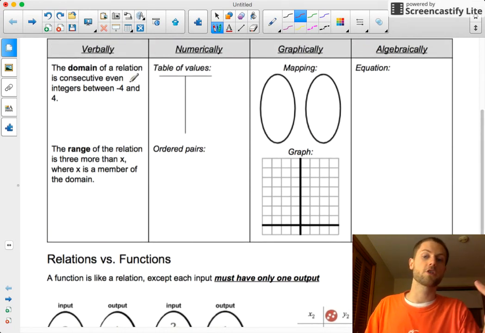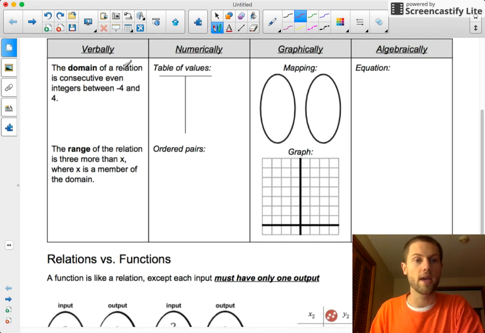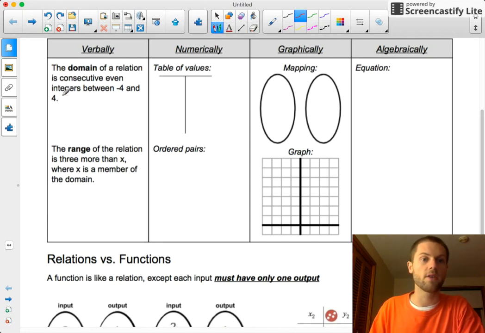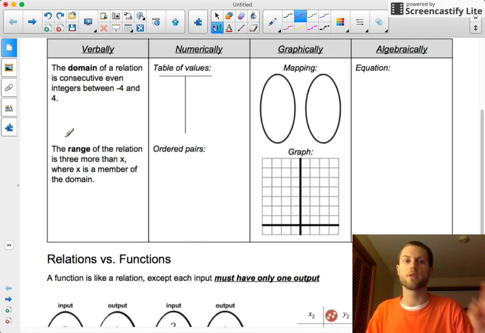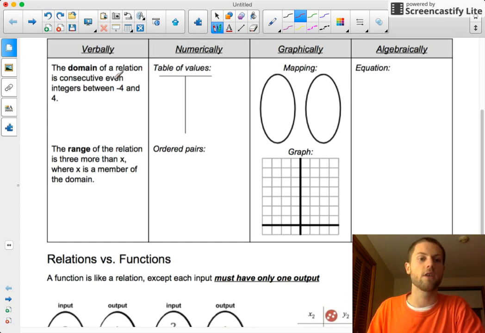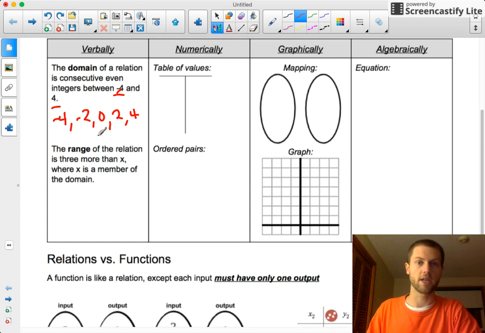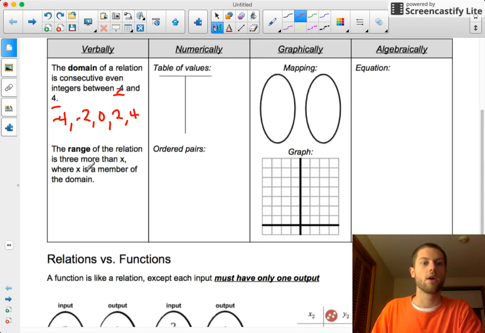We can talk about a relation verbally. So the domain of a relation is consecutive even integers between -4 and 4. So that means that all my inputs, all my x values in this relation are going to be consecutive even integers between these two numbers. So that's looking like -4, -2, 0, 2, and 4. Those are my consecutive even integers. The range of this relation is 3 more than the x, where x is a member of the domain.